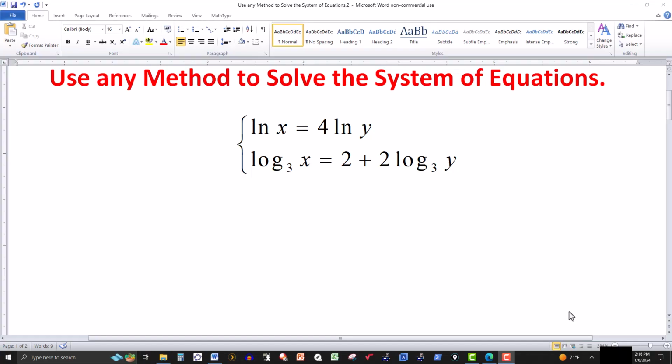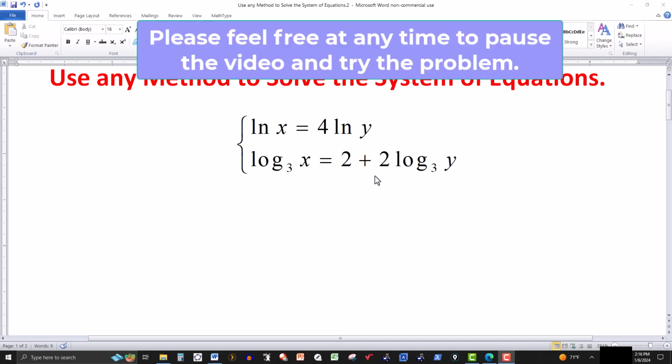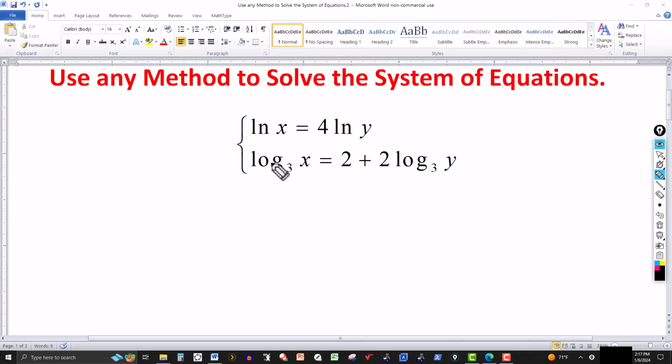In this video we have another system of equations involving log expressions, ln in the first one and the log to base 3 in the second one. And we can use any method. So let's try to eliminate the natural log and just come up with an expression involving just the x and the y. So the first one, we write this as natural log of x.